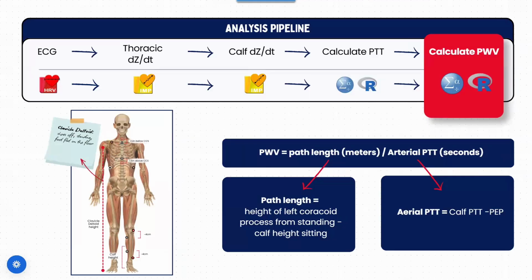And then one step further, after we've calculated arterial PTT from CAF PTT and PEP, we will then start to look at our path length as well. So we are going to record these distances in centimeters, but when we are recording on pulse wave velocity, our path length is in meters. So this is again going to be the height of the carotid process from standing and that calf height, and then divided by PTT in order to talk through meters per second of how fast this blood is traveling.